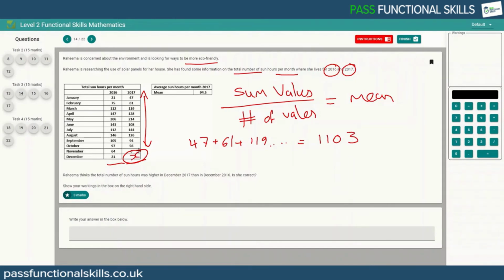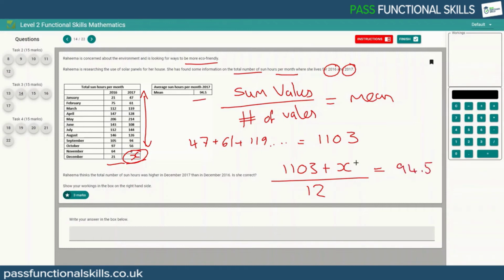So what we're going to do as well is just label this value here. I'm going to call it X. You can label it whichever letter you like. You could say D for December, H for hours of sun. I'm just going to label it X, and we're going to rewrite it in this formula here. So this is the total number of hours excluding December, and then we're going to write the December value as that. So we're using X, but that's just a representation. X is just a number. Then over the total number of values, which is 12, and this is equal to the mean, which we're told up here is 94.5.